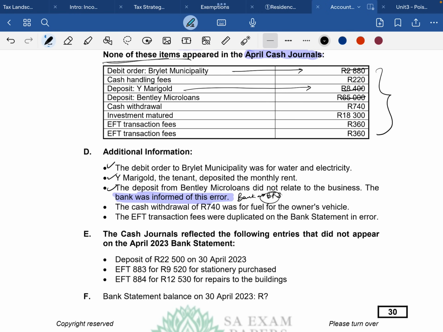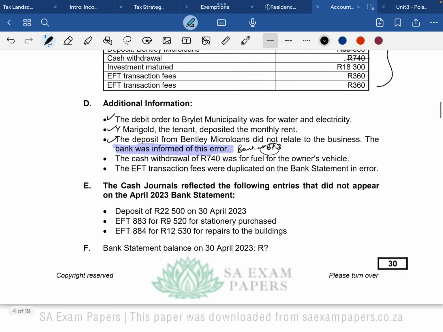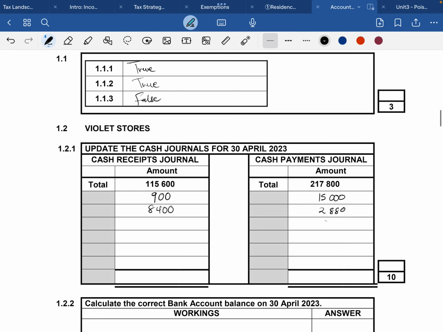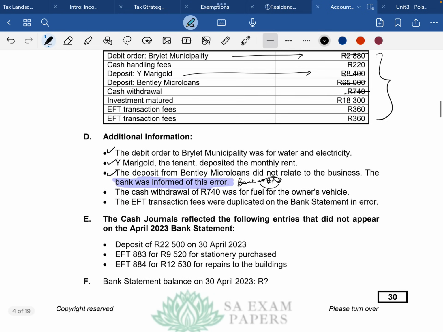Cash withdrawal of 742 for fuel for the owner's vehicle. We recorded in the CPJ 740 to cash withdrawal. Then we have EFT transaction fees that were duplicated on the bank statement in error. So these were both recorded in the bank statement. So we only needed one to be recorded. Then the other one, it's an error that we need to fix.